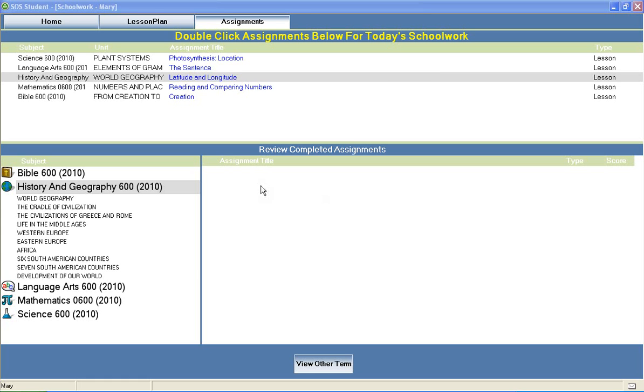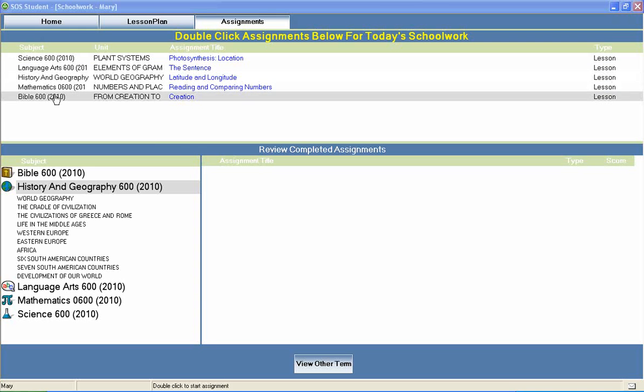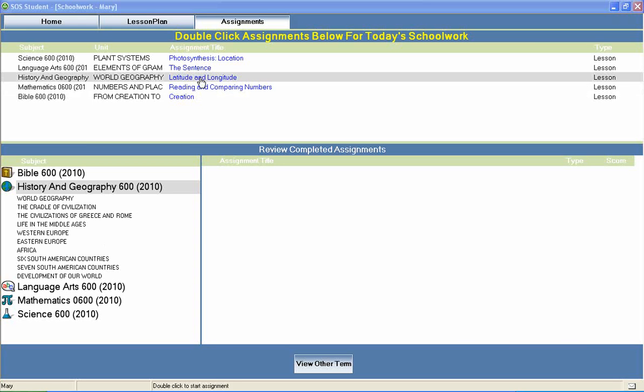Welcome to Switched On Schoolhouse, a CD-ROM-based homeschool curriculum from Alpha Omega Publications. In Switched On Schoolhouse 6th grade history and geography, students will study world history, culture, and geography with units that cover the cradle of civilization, life in the Middle Ages, Eastern Europe, 6 South American countries, development of our world, and much more.